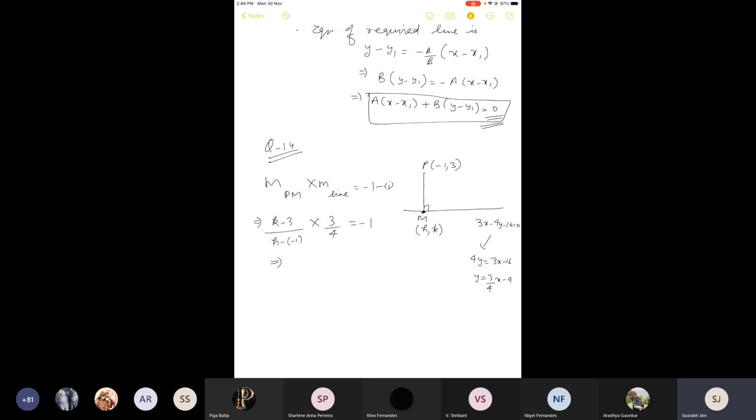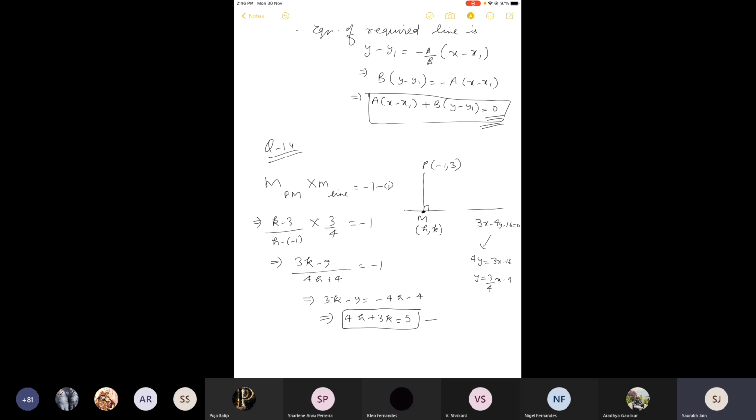Solve this. 3k minus 9. Denominator it is h plus 1 into 4. That is 4h plus 4 equals -1. Simplify this equation. So 4h plus 3k comes out to be equal to 5.